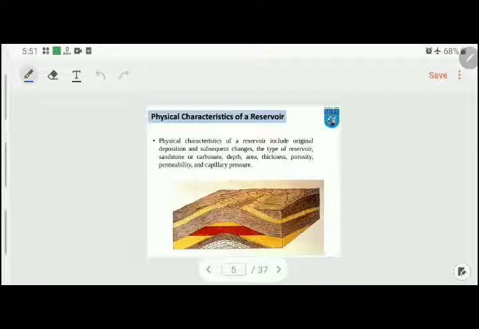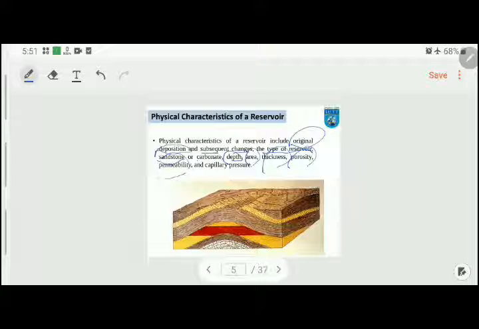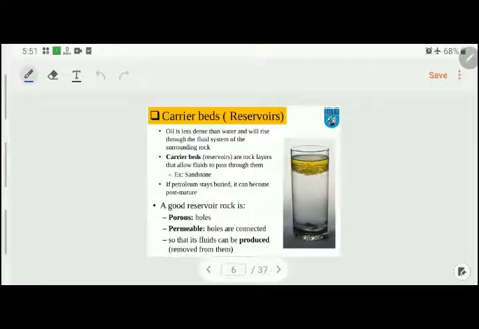Physical characteristics of a reservoir. When we say the physical characteristics of a reservoir, they include the original deposition and the subsequent change, the type of the reservoir, sandstone يعني يكون sandstone أو carbonate، العمق حق المكمن نفسه، the area, thickness, the porosity, permeability, capillary pressure of that reservoir.